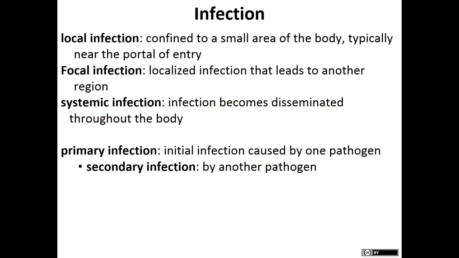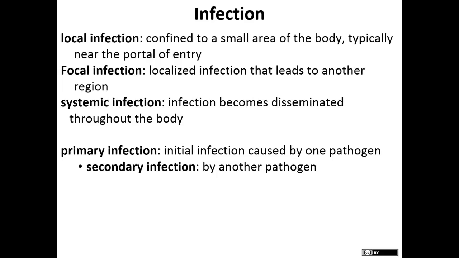So once we have gained entry into those cells, we're then going to cause infection. There are different types of infection. One form is called a local infection. A local infection is confined to a specific area of the body. Think of a boil as a localized infection of Staphylococcus aureus. A focal infection is a localized infection, like a boil again, that can move to other parts of the body.